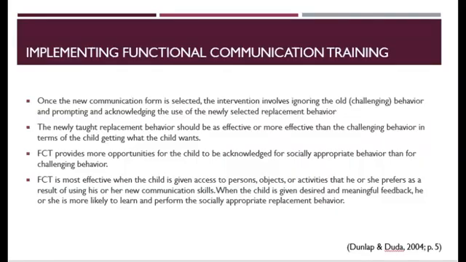So now that we have discussed selecting the new communication form or replacement behavior, we must put the interfering behavior under extinction. In other words, we must block all reinforcement for the previous interfering behavior and prompt the new behavior. We want to block the interfering behavior and we want to prompt the new behavior. FCT without extinction will frequently fail to result in sufficient reductions in that interfering behavior.